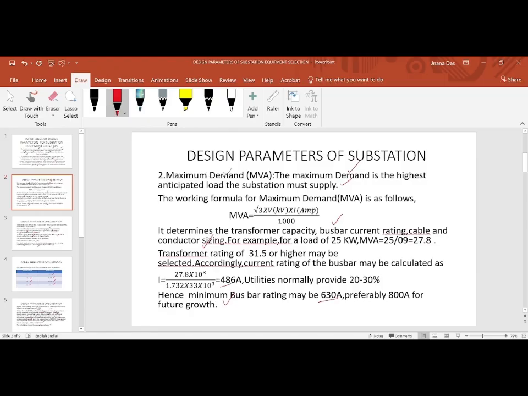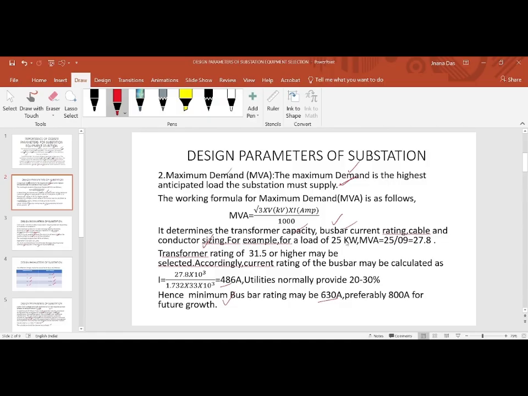The second one is your maximum demand. It is in MVA. What is the maximum demand? The maximum demand is the highest anticipated load the substation must supply. The working formula for the maximum demand in MVA is as follows: root 3 V in kV into I in ampere, whole divided by 1000. It comes out to be MVA. It determines the transformer capacity, bus bar current rating, and cable and conductor sizing.